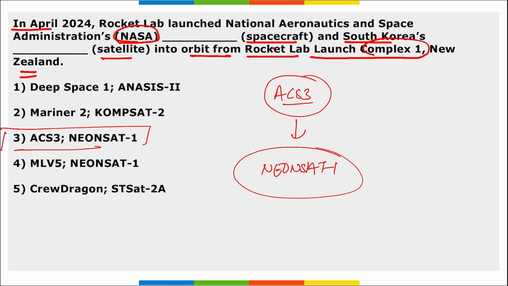This ACS-3, what does this stand for? It is Advanced Composite Solar Sail System, right? And this NEONSAT, that is of South Korea, this is an Earth observation satellite.